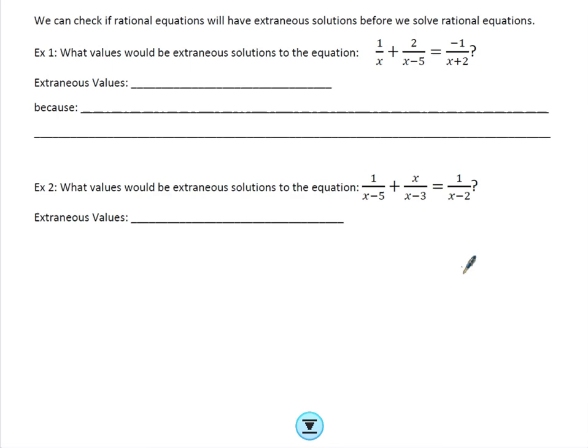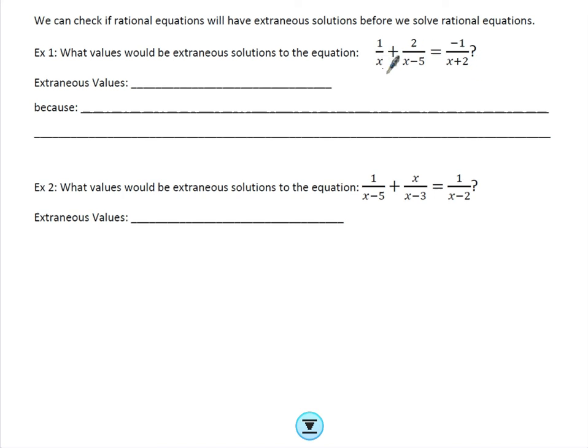So typically what we'll do with these problems, and we're going to start that now, is we're actually going to check what our potential extraneous solutions would be first before we even solve the rational equation, so that we know if we get that answer at the end that it's extraneous. So take a look at example 1 here. What values would be extraneous solutions to the equation? And those are values that would make the denominator, for any of these denominators, equal to 0.